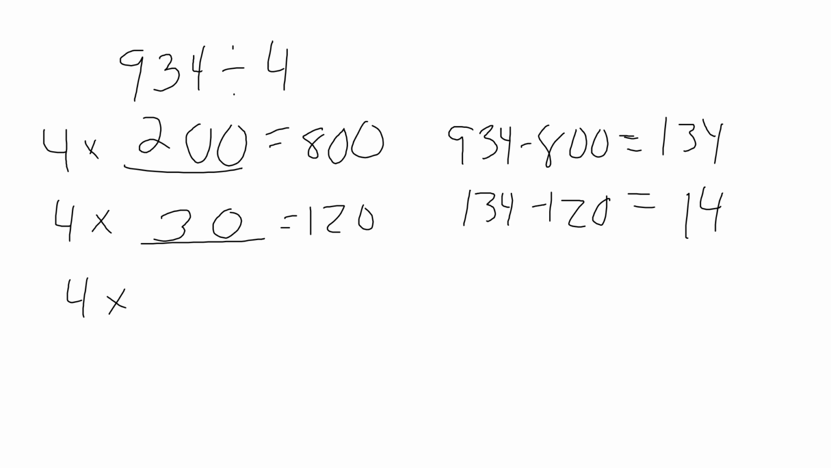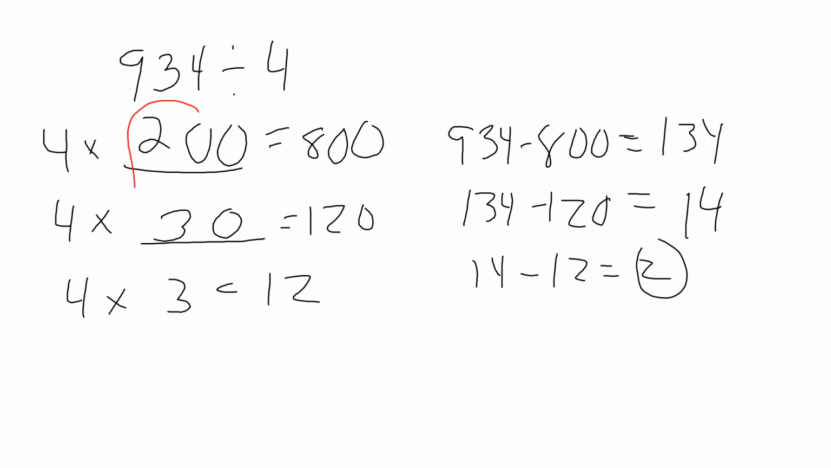Or you could think, how many times does 4 go into 14? That would be the other way of thinking about it. And it goes in 3 times, which gives me 12. 14 minus 12 is equal to 2, and that number is your remainder. It's what's left over. So this is where I accidentally switched slides. So there's my answer. It's 233 with a remainder of 2.